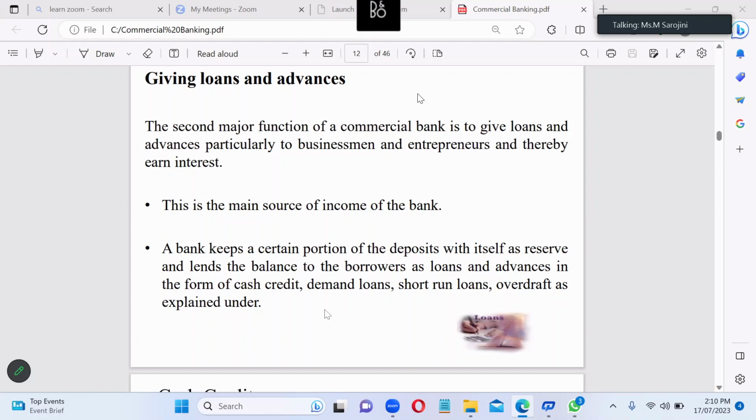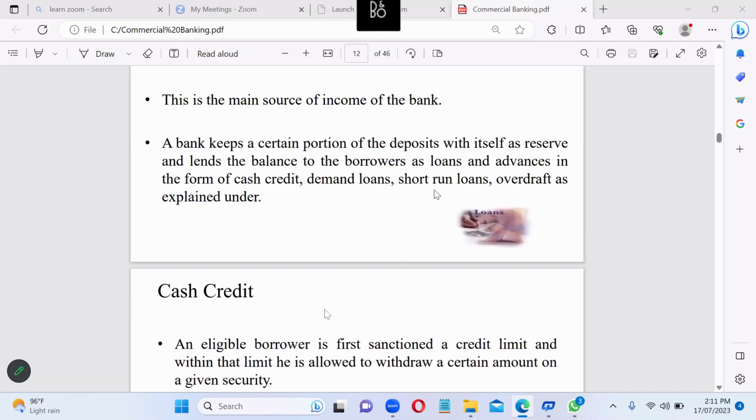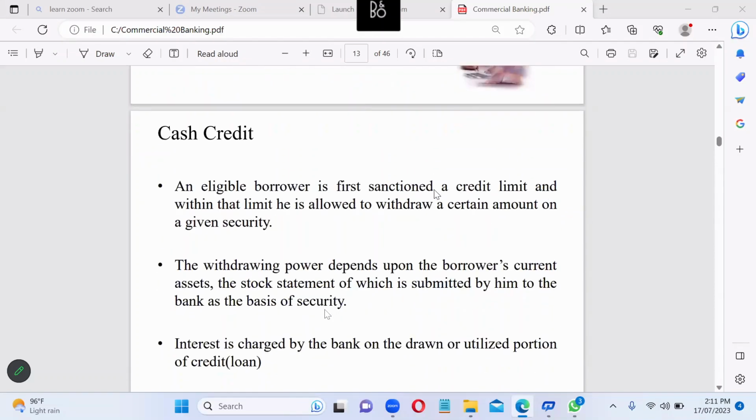That overdraft does not come under the loan, it comes under the current deposit. Once a person is holding a current deposit, they can make an overdraft loan from the bank. Without holding a current account, we cannot ask for an overdraft at a commercial bank. Now we are going to see these elements. What is cash credit, demand loans, short-term loans, and overdraft loans?